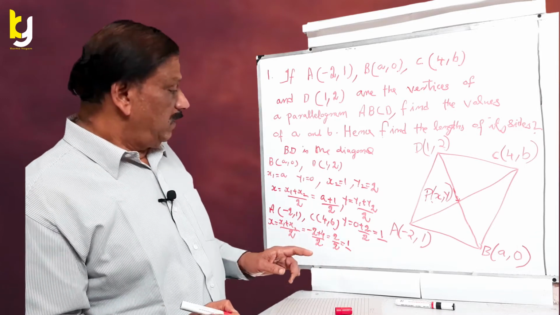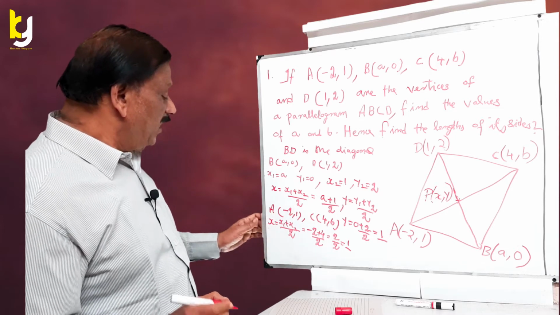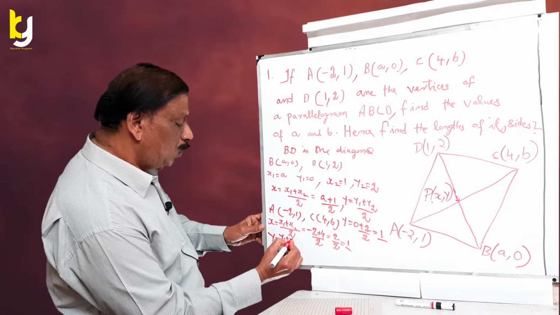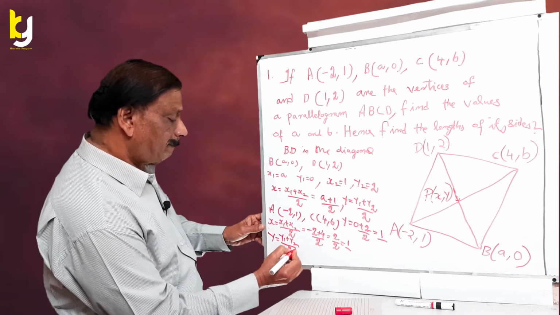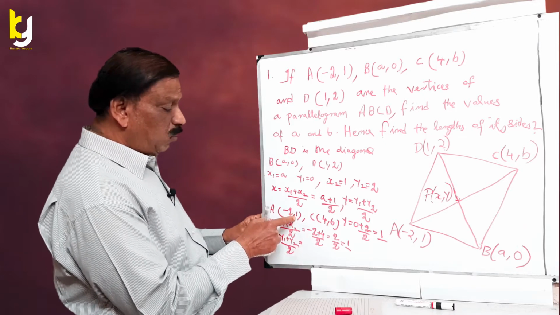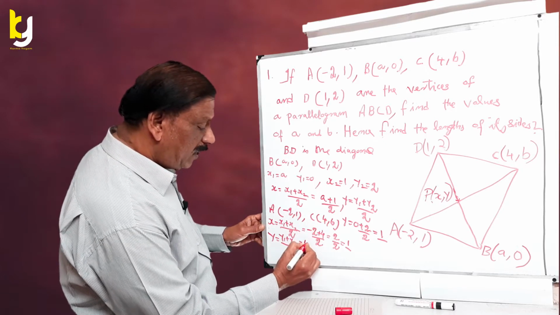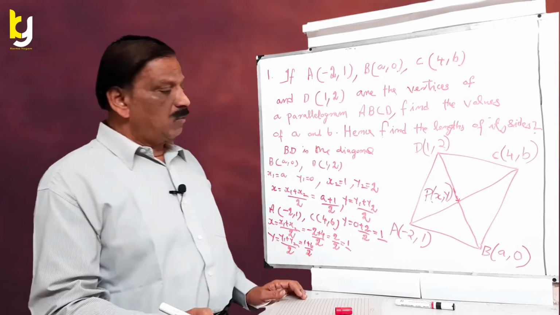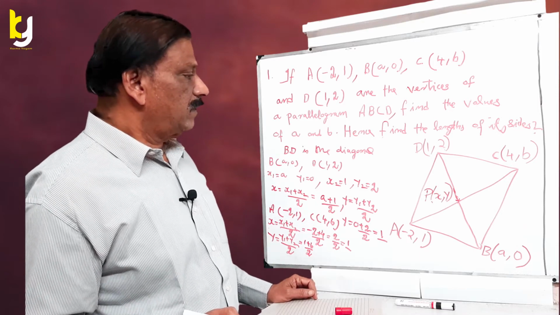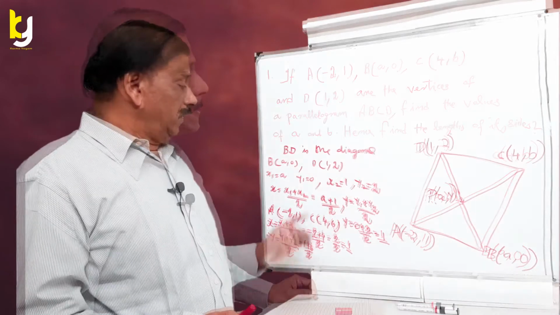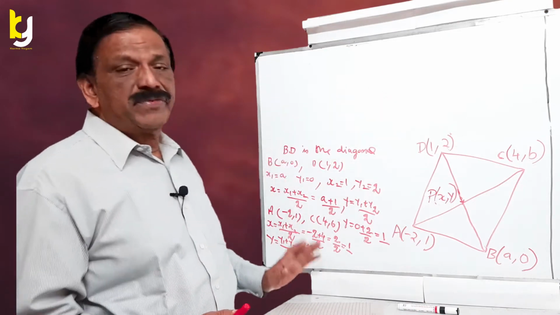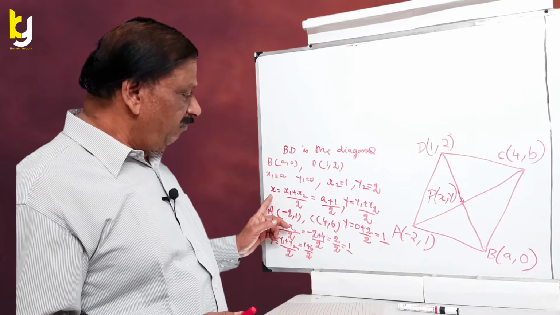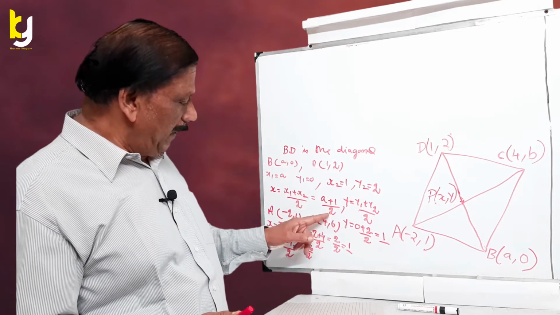Then the y coordinate is y equals (y1 + y2)/2. y1 is 1, y2 is b, so (1 + b)/2. That is the y coordinate. Next step is, if you have any doubt in any steps, please comment in my comment box. We got the value of x equal to (a + 1)/2.